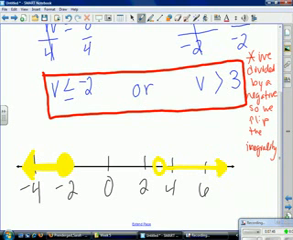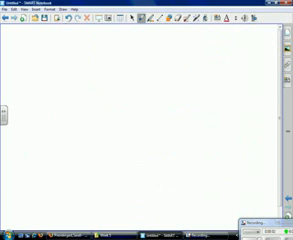Okay, now what I'm going to do is give you one more example. This example I'd like you to copy down in your notes, just like I did, and then I'm going to give you some time to solve the inequality. Then I'll solve it, and you can check your work. And then I'll give you time to graph the inequality, and then I'll graph it, and you can check your work.